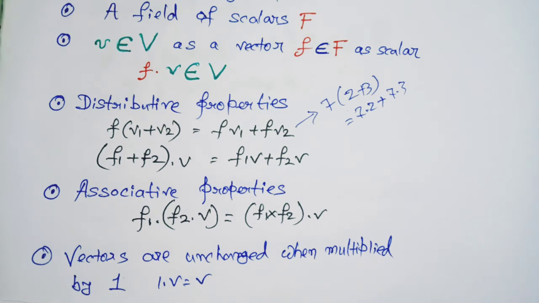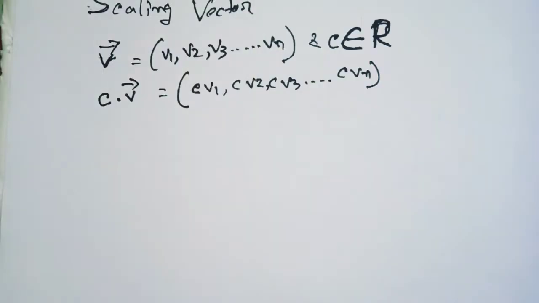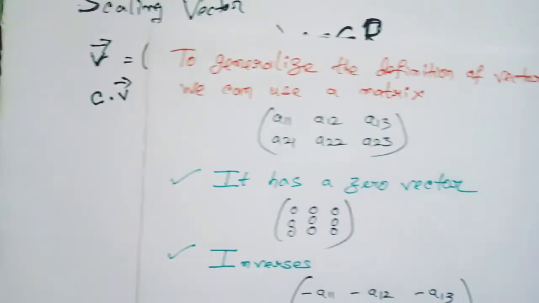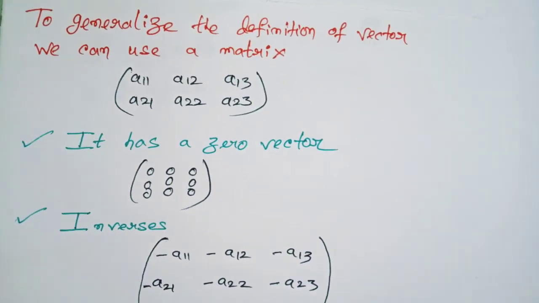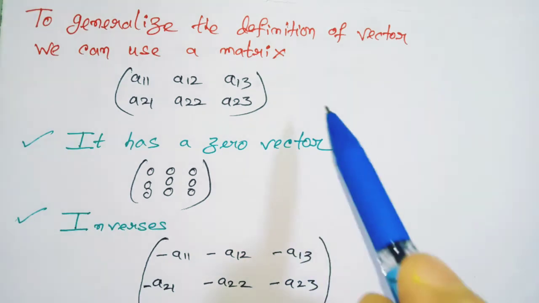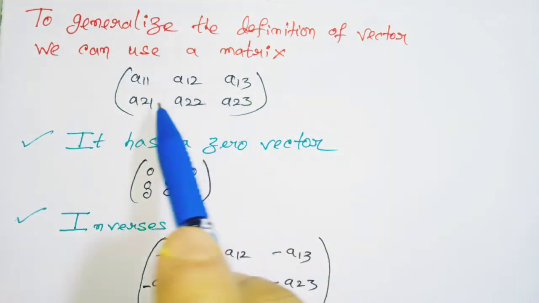The question is, can we further generalize all this definition into a matrix, because we are dealing with linear algebra. Here it is. I've written this again just to save time. So to generalize the definition of a vector, we can use a matrix. This is a 2 by 3 matrix.